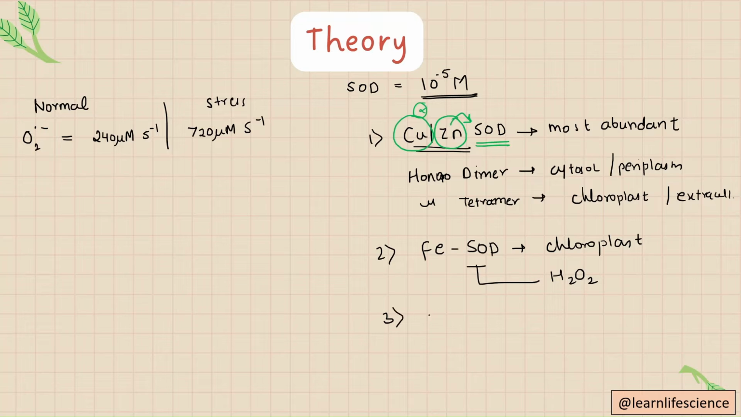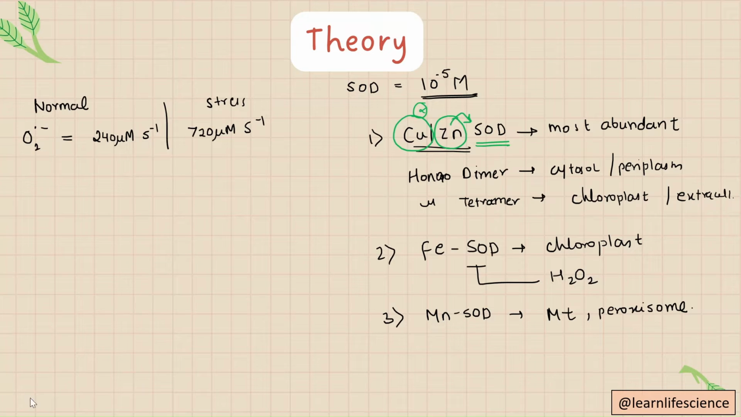Then lastly, manganese superoxide dismutases are also present in plants. These are also present in their homodimer form, or it can be in homotetramer form. These are generally present in mitochondria as well as peroxisome. So these were the three types of superoxide dismutase that are generally present in plants.